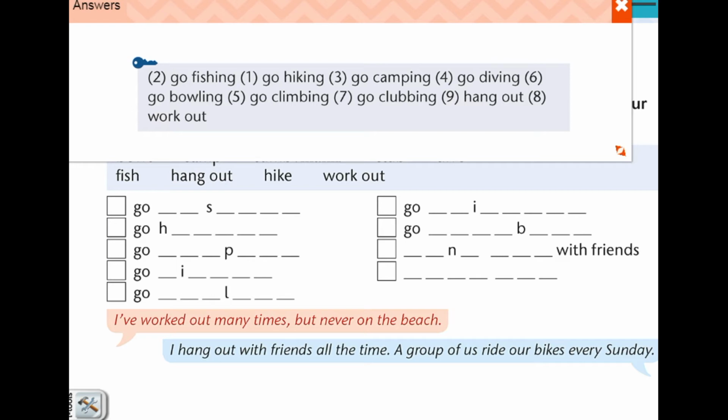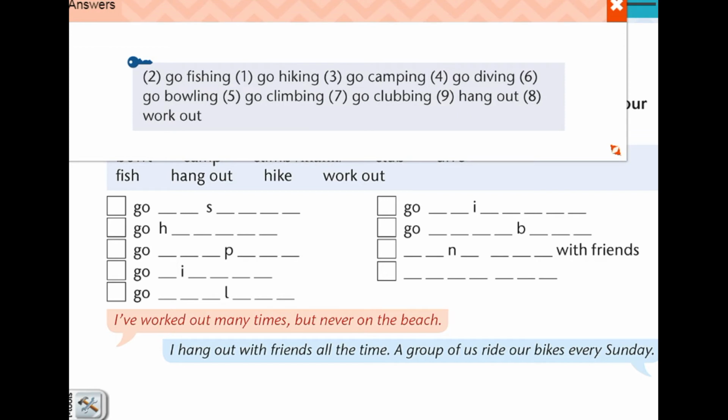And then we have number 1, go hiking. Those people there walking, right? They are going hiking, they are walking. Number 1. Number 2, go fishing. Okay.